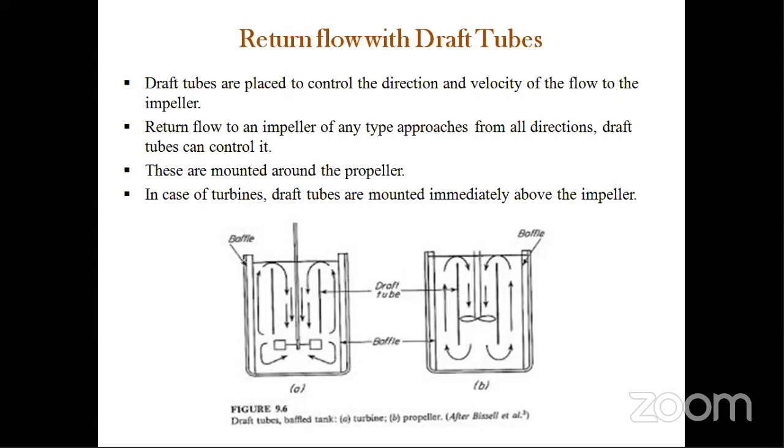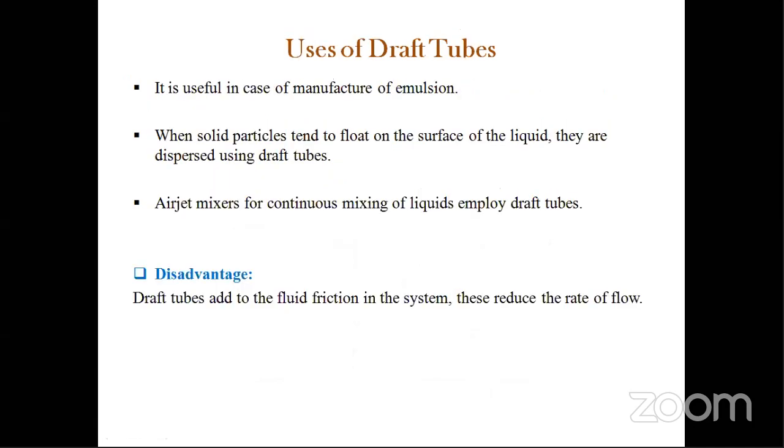Okay. So in the case of a propeller, the draft tube is mounted around the propeller. You see in the second picture that it is a propeller and the draft tube is attached around the propeller. And in case you are using turbines, at that time draft tubes are mounted above the impellers. It is an impeller and the draft tube is present in the upper portion of the impeller. Uses of the draft tubes.